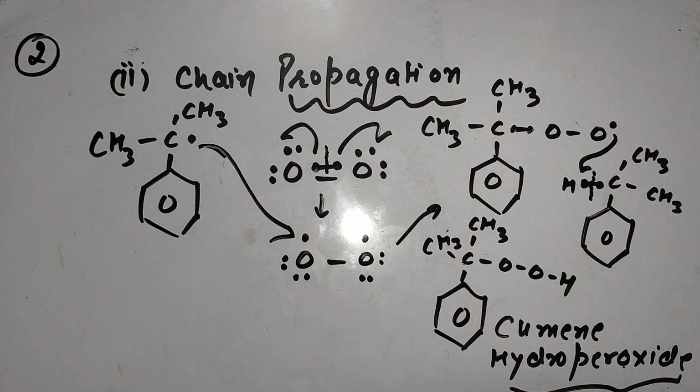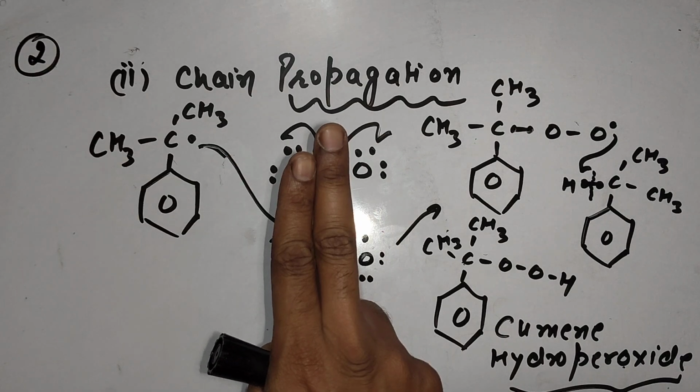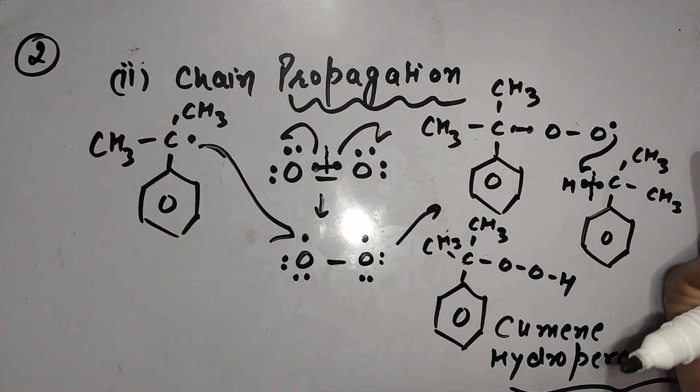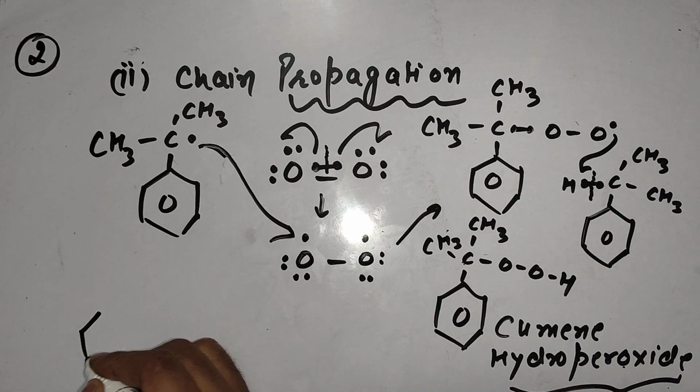Now the third step, I will not write it, chain termination. Write chain termination by yourself. What are chain termination reactions? In which two free radicals combine, but no new free radical is generated. So such reactions try to stop the process. For example, let me write one.